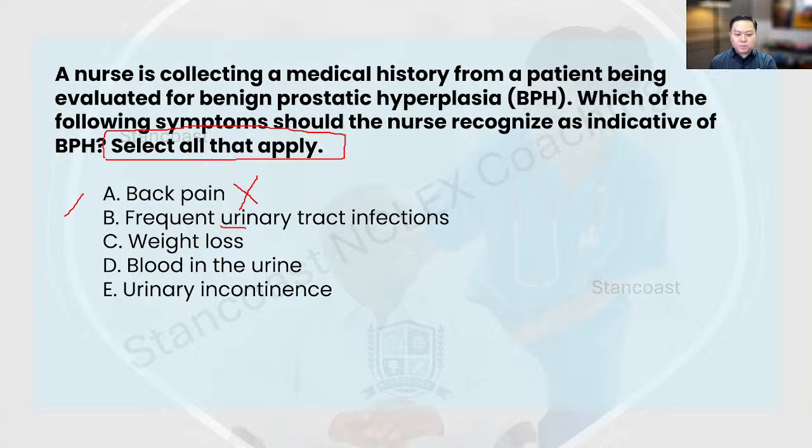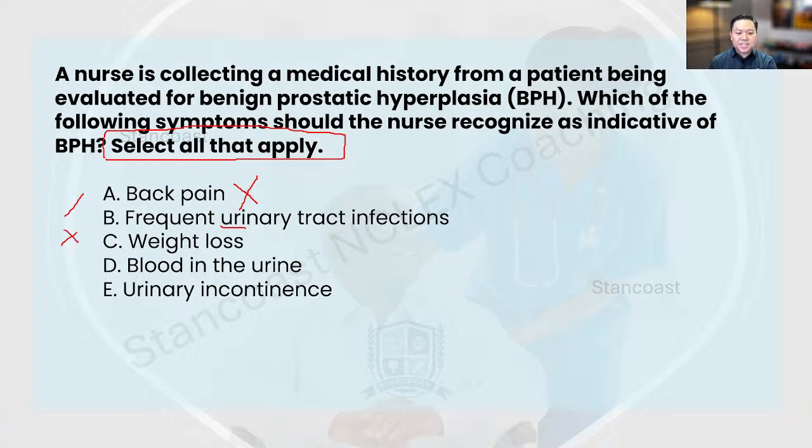Again, because of the obstructive flow, the urine will stagnate in the bladder and potentially can go back up. There is an ascending infection. And then what about weight loss? Is weight loss specific to the BPH? We'll find out. Well, weight loss is associated with prostate cancer, but not BPH. We're gonna X that one.